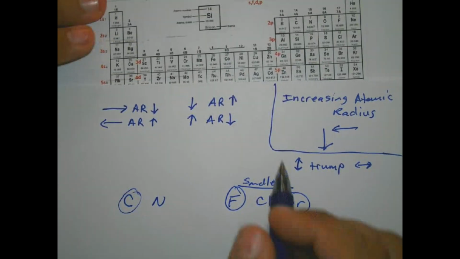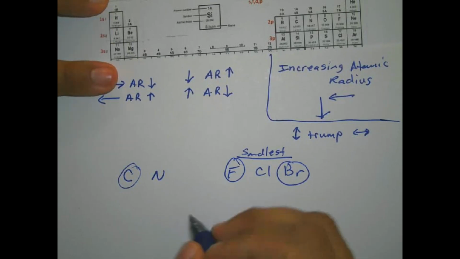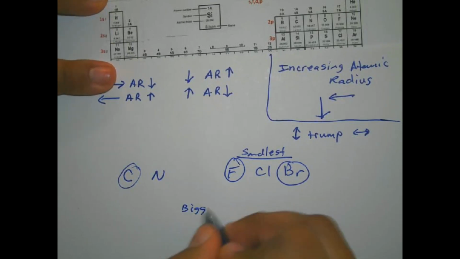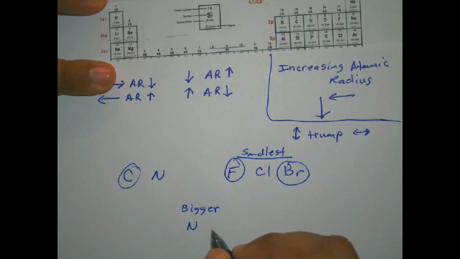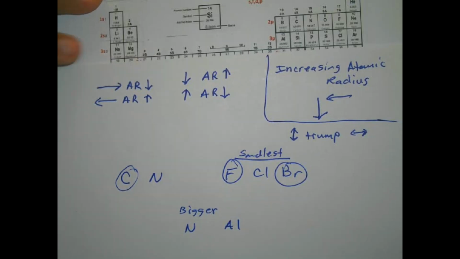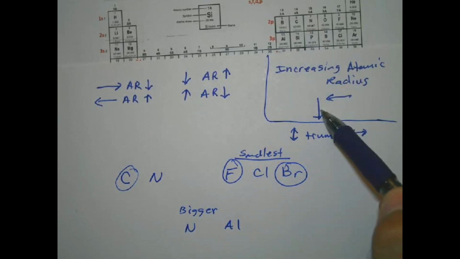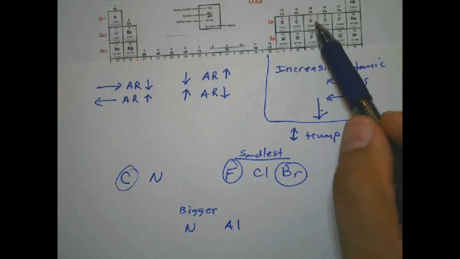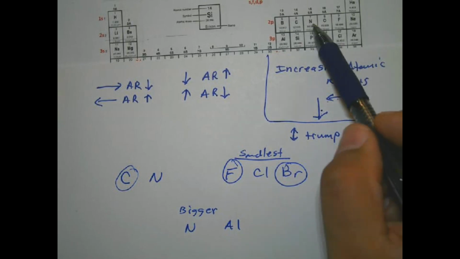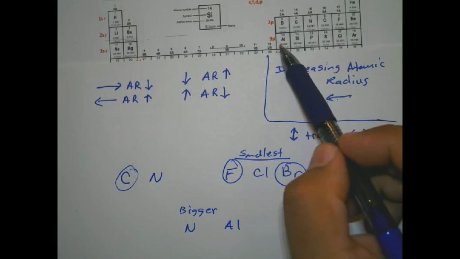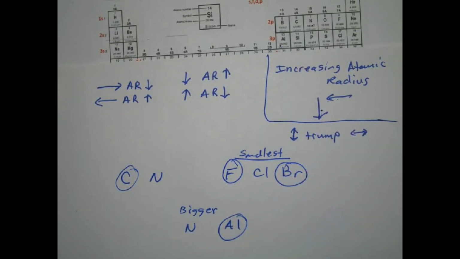One last trend here, just to clear up any misconceptions. We're going to look for who has the biggest atomic radius between nitrogen and aluminum. Well, here's nitrogen, right? We know it gets bigger as you go down, and it gets bigger as you go to the left. Who's the most down and left? Well, here's nitrogen. Aluminum is even more down and more left. So aluminum is the biggest one.